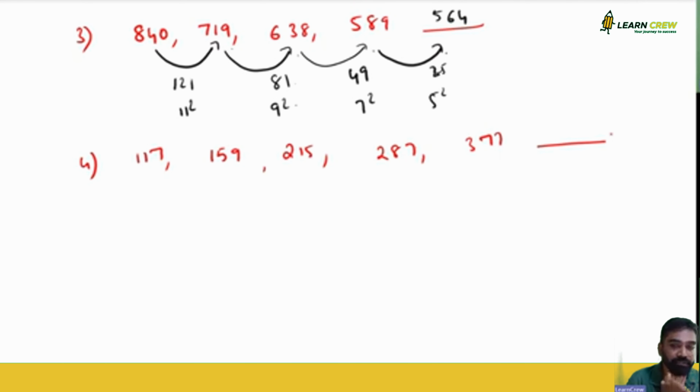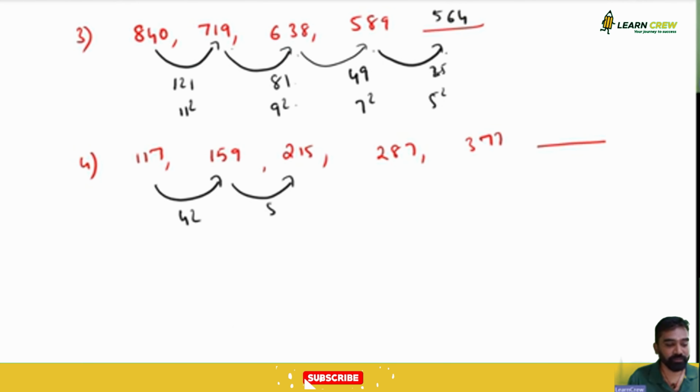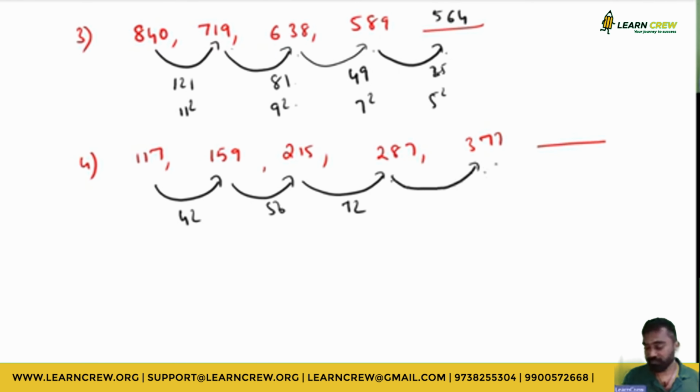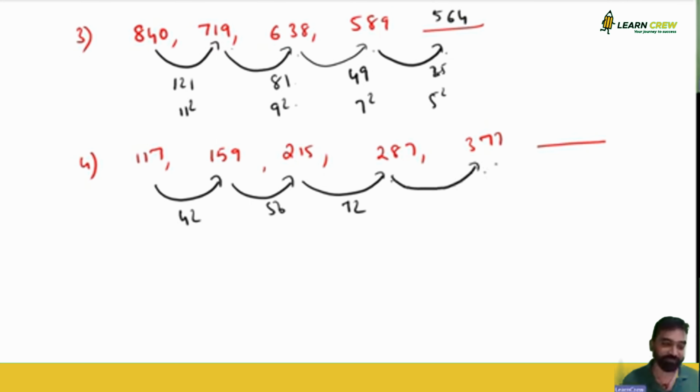117 to 159 is 42. Next one, 159 to 215 is 56. This one, 215 to 287 is 72. 287 to 377 is 90. Okay. Now what is the pattern? Find out.